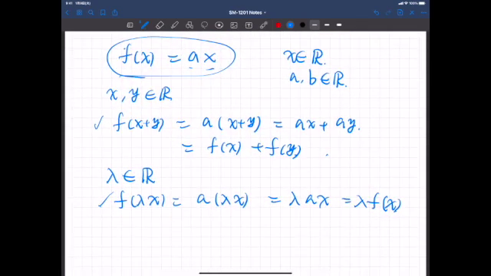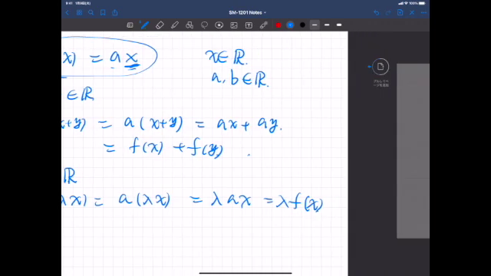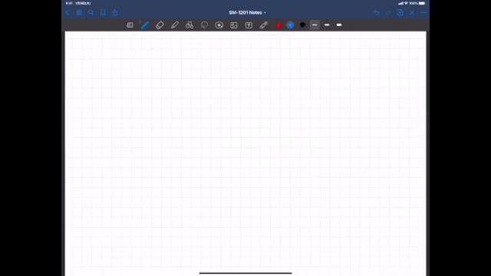But the new definition is more general because it's applicable to any vector spaces and any functions, not just one dimension, but any dimensions. Next we show that the determinant is actually a linear function. So, lemma.